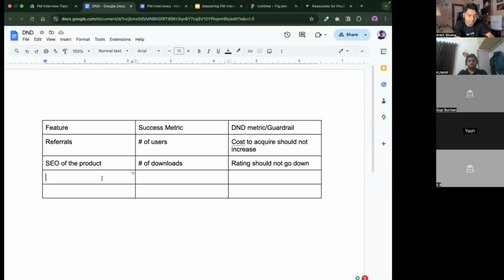Similarly, on Airbnb, we introduce reviews and ratings. For reviews and ratings, we make sure we are doing this so that trust, measured by NPS, is increasing, or the customer trust is increasing. But it should not be done such that the conversion rates are down.